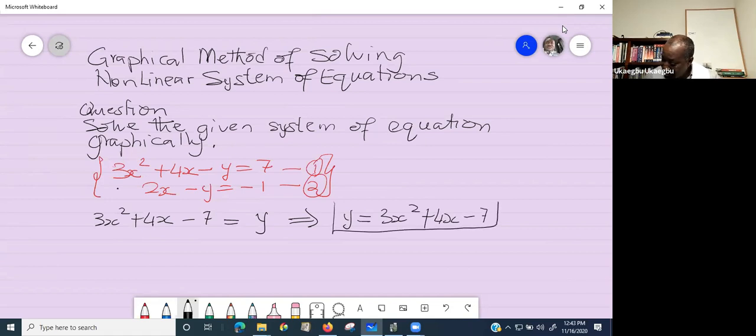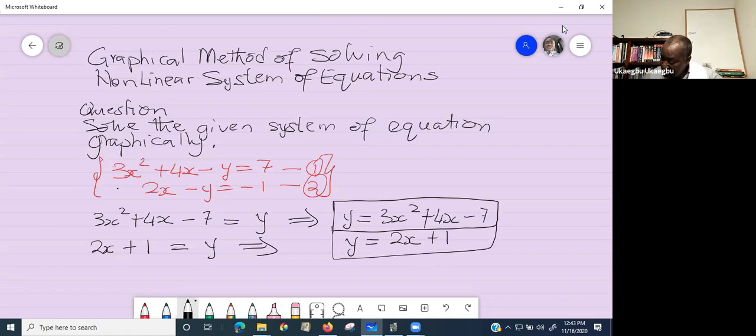We need this equation. And we repeat the same process for equation 2. So for equation 2, we have to transfer y to the right side and transfer negative 1 to the left side. So if we do that, we are going to have 2x equal to, then when negative 1 transfers to the left side, it becomes positive 1. And when negative y is transferred to the right side, it becomes positive y. So this is equivalent to saying that y is equal to 2x plus 1.